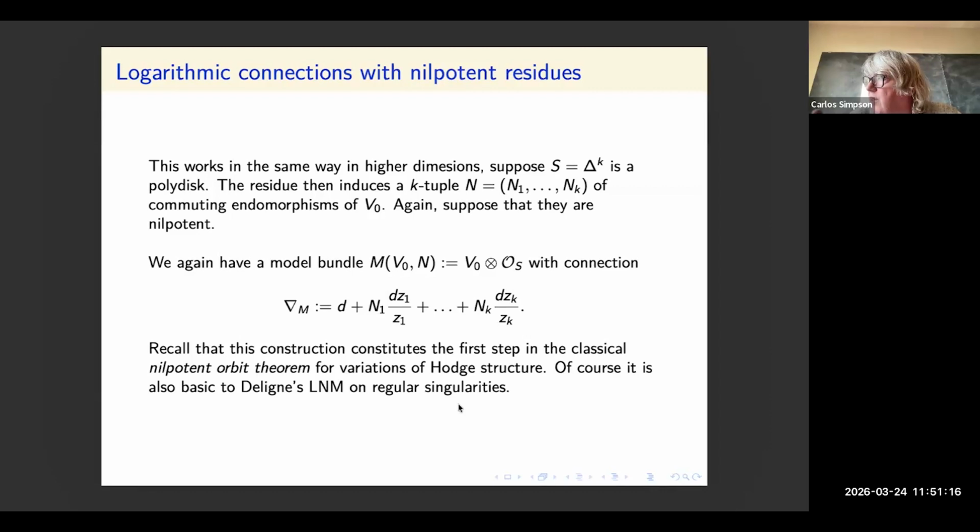We're sort of unwinding the nilpotent monodromy essentially, and it's basic to Deligne's lecture notes in math on regular singularities.